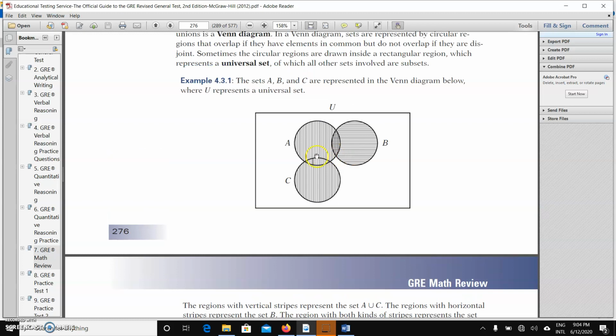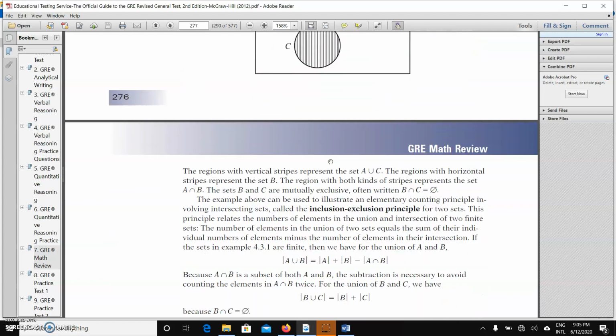For example, these two sides, A and B. A union B will be this, and A union C will be this side alone. You have to remove this part for repetition. When we are doing an example, you get to understand it.